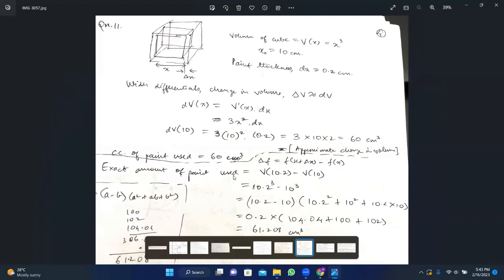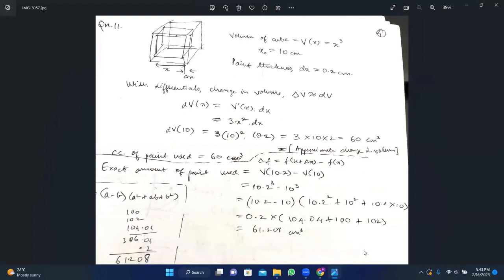Now to find the exact amount of paint used, we apply the formula completely. That is, volume of cube with edge 10.2 minus volume of a cube with edge 10. So it is 10.2 cube minus 10 cube. This you can do using a calculator. Here I have used the identity a minus b into a square plus ab plus b square. Using this, I'm getting the value 61.208. So we see that there is a small difference of about 1.2 centimeter cube between the two solutions. So with this, we finish this exercise.